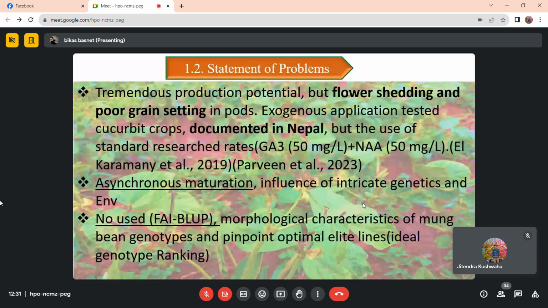And another problem lies with the asynchronous maturation habit. Asynchronous means that we need multiple harvests for the mungbean pods. This habit is controlled by two factors: one is the integrated genetic factor, which means it is influenced by the genetics itself, and the other is the environmental factor. And here is the factor analysis index based linear unbiased prediction model, which is used to select the morphological characteristics and to pinpoint the optimal elite genotype based on stability and overall performance.